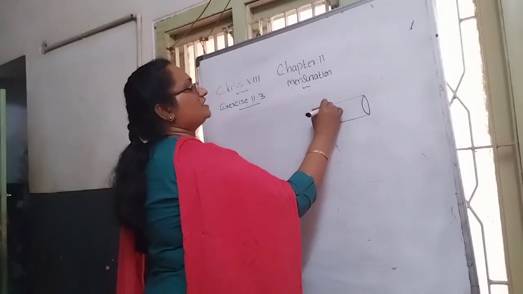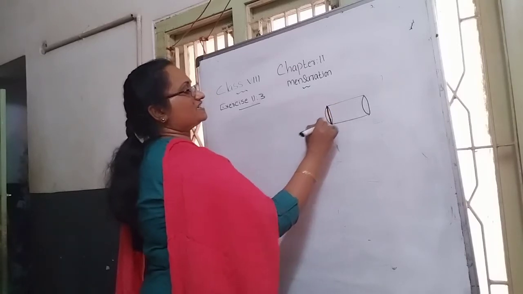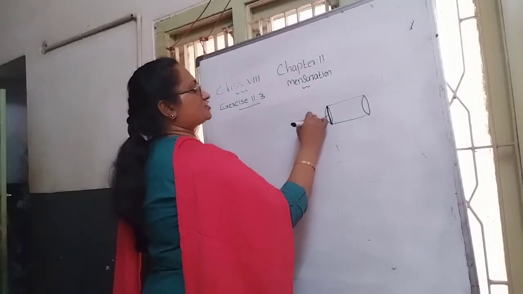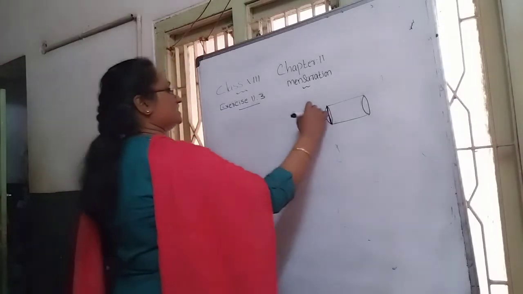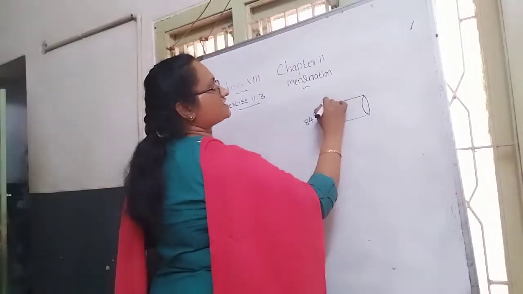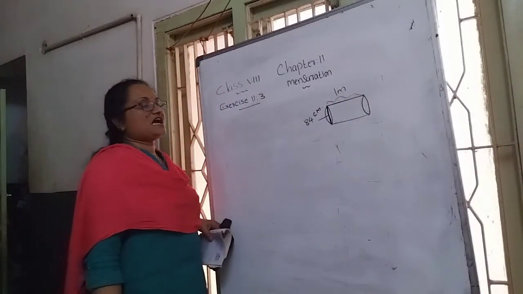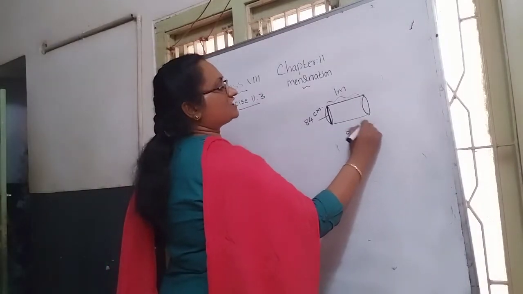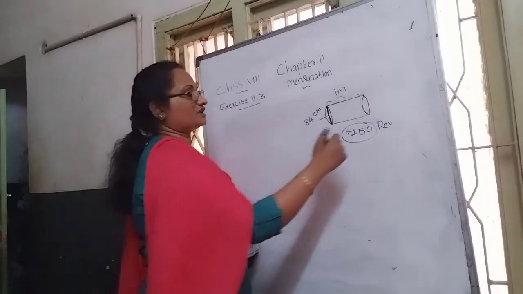Diameter means in a circle, a straight line joining two points on the circle through the center. We call it a diameter. Diameter is given as 84 centimeter. Length of this road roller is given, that means the height of the roller is given as 1 meter. And this road roller revolves 750 times. It rotates in this way, revolves.